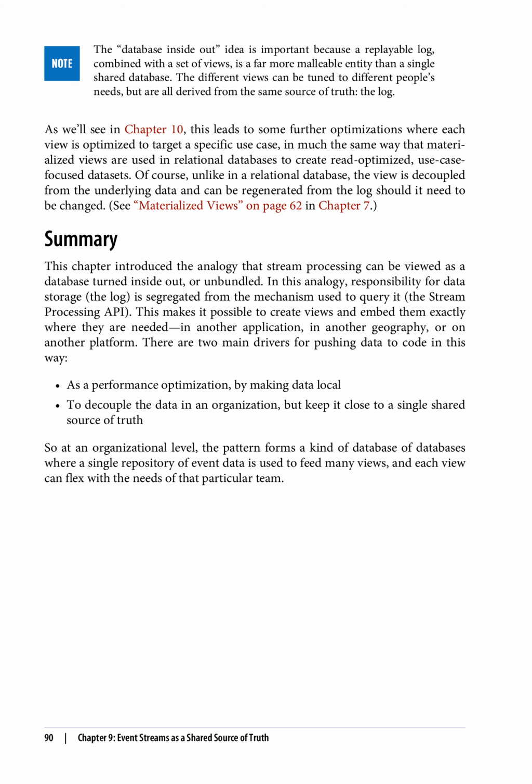Summary: this chapter introduced the analogy that stream processing can be viewed as a database turned inside out, or unbundled. In this analogy, responsibility for data storage, the log, is segregated from the mechanism used to query it, the stream processing API. This makes it possible to create views and embed them exactly where they are needed, in another application, in another geography, or on another platform. There are two main drivers for pushing data to code in this way: as a performance optimization, by making data local, and to decouple the data in an organization, but keep it close to a single shared source of truth. So at an organizational level, the pattern forms a kind of database of databases where a single repository of event data is used to feed many views, and each view can flex with the needs of that particular team.